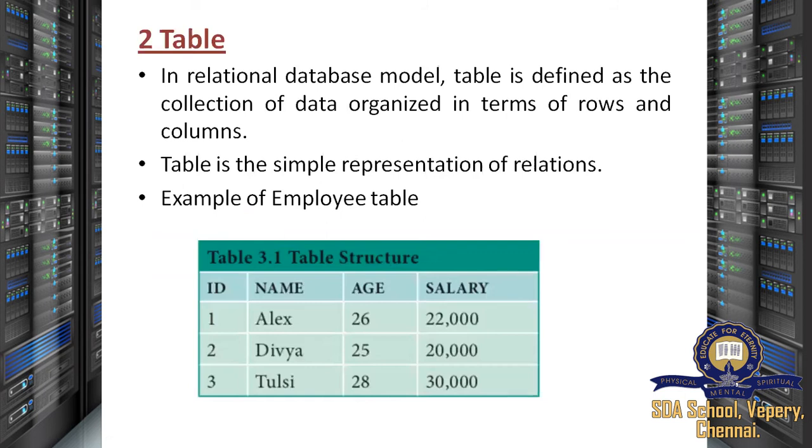Second important concept in RDBMS, table. Of course, a table is a structure made up of rows and columns. No doubt in that. Every column is called an attribute or field. Every row is called a tuple or record. So a table is the simple representation of a relationship in RDBMS.